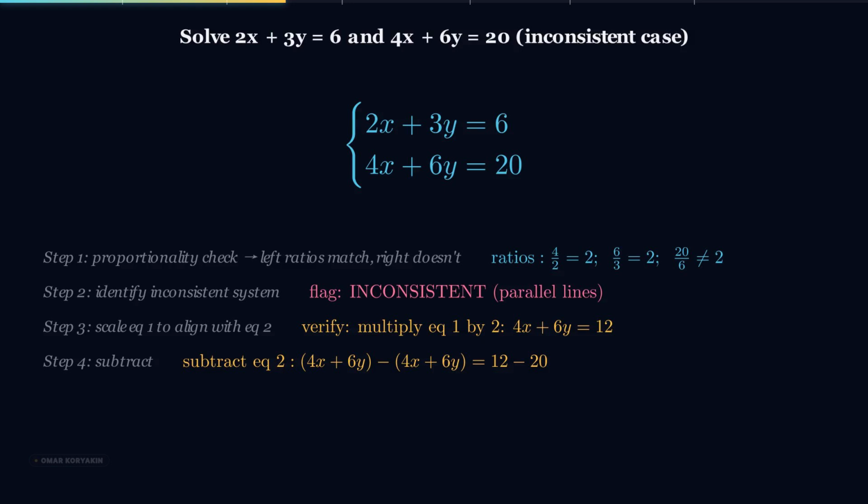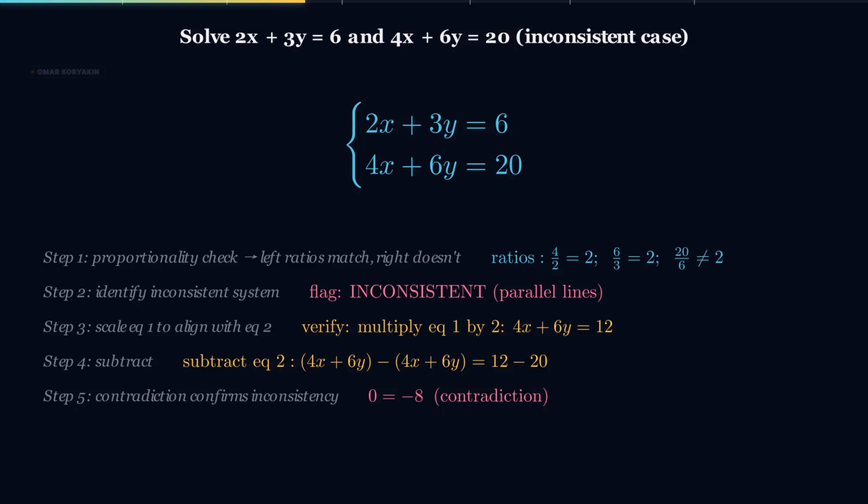Step 4. Confirm geometrically. Convert both equations to slope-intercept form. The first: y equals minus 2/3 x plus 2. The second: y equals minus 2/3 x plus 10/3. Both lines have slope minus 2/3 but different y-intercepts. The lines are parallel, never crossing, consistent with no solution. Step 5. Final answer: no solution.